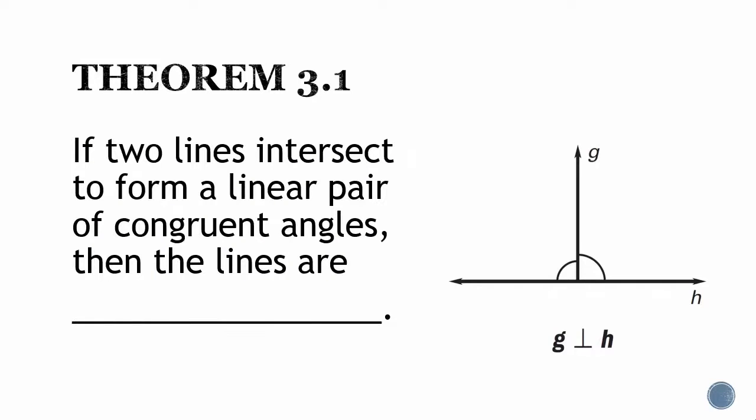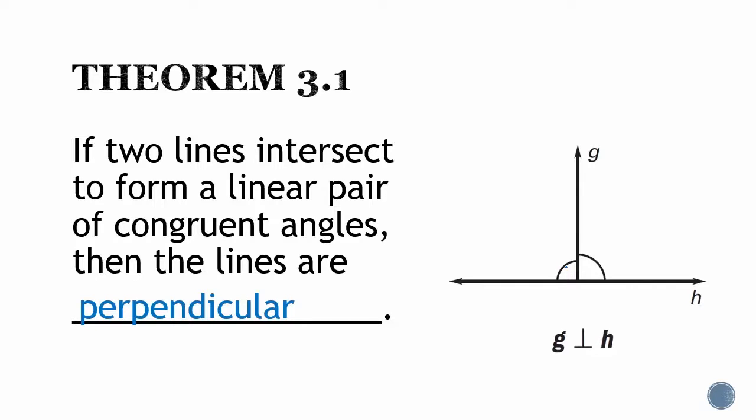Theorem 3.1. If two lines intersect to form a linear pair of congruent angles, then the lines are perpendicular. If you think about it, when you have a straight line and a line that intersects it, in order for the two angles created by the intersected line to be congruent, there's only one way for that to happen, and that's if you split the angles in half.